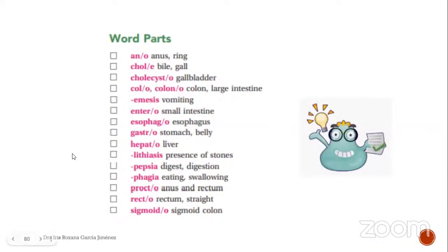Well, with the gallbladder, we have cholecysto, and the pancreas, pancreato. Okay? Thank you, Rinaldi. Talking about the word parts, we consider the an or ano, cholecysto again, colon or colono, hyperemesis, entero, esophago, gastro, hepato, hyperlithiasis, hyperpepsia, hyperphagia, procto, recto, and sigmoid, right? Just for making a review and checking the suffixes and the prefixes, the commonest ones, okay?